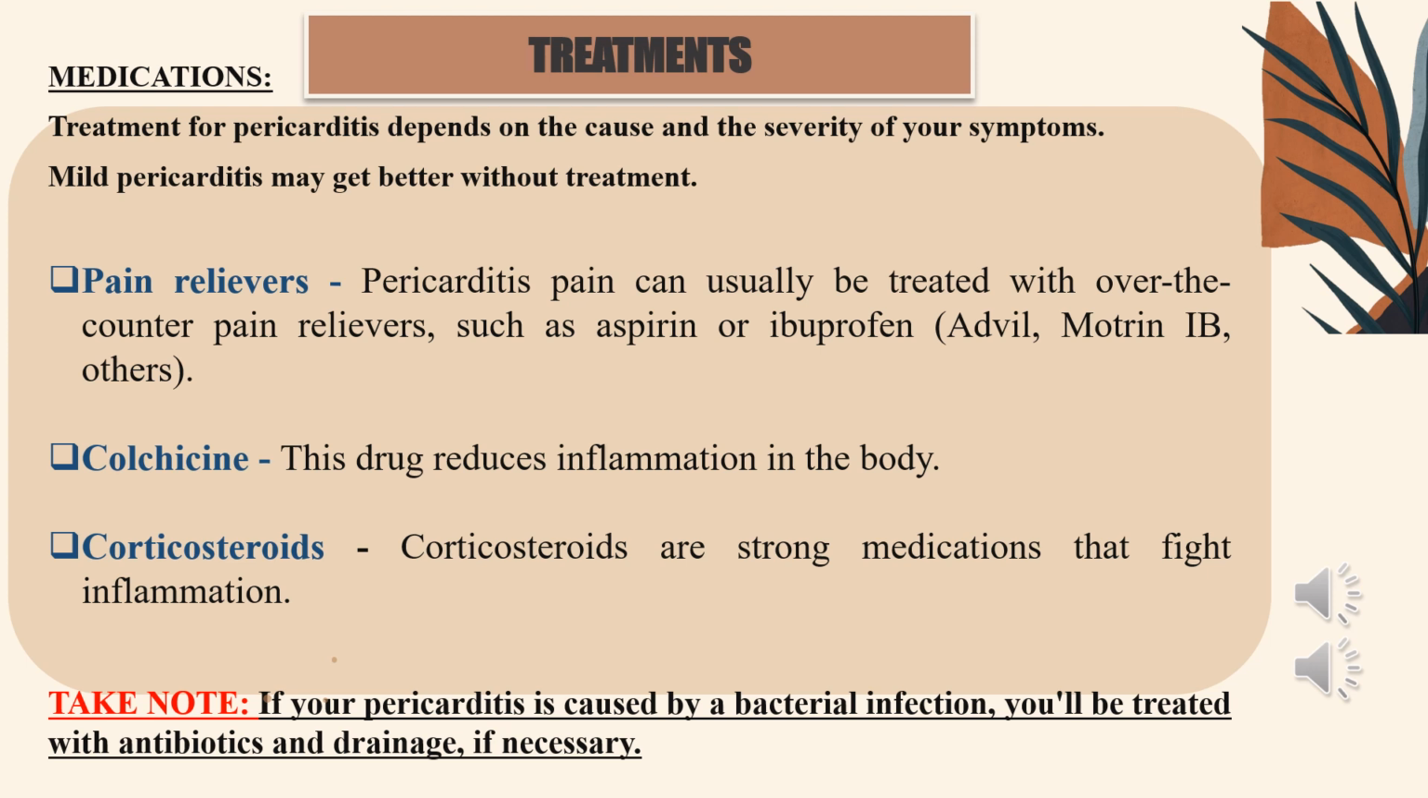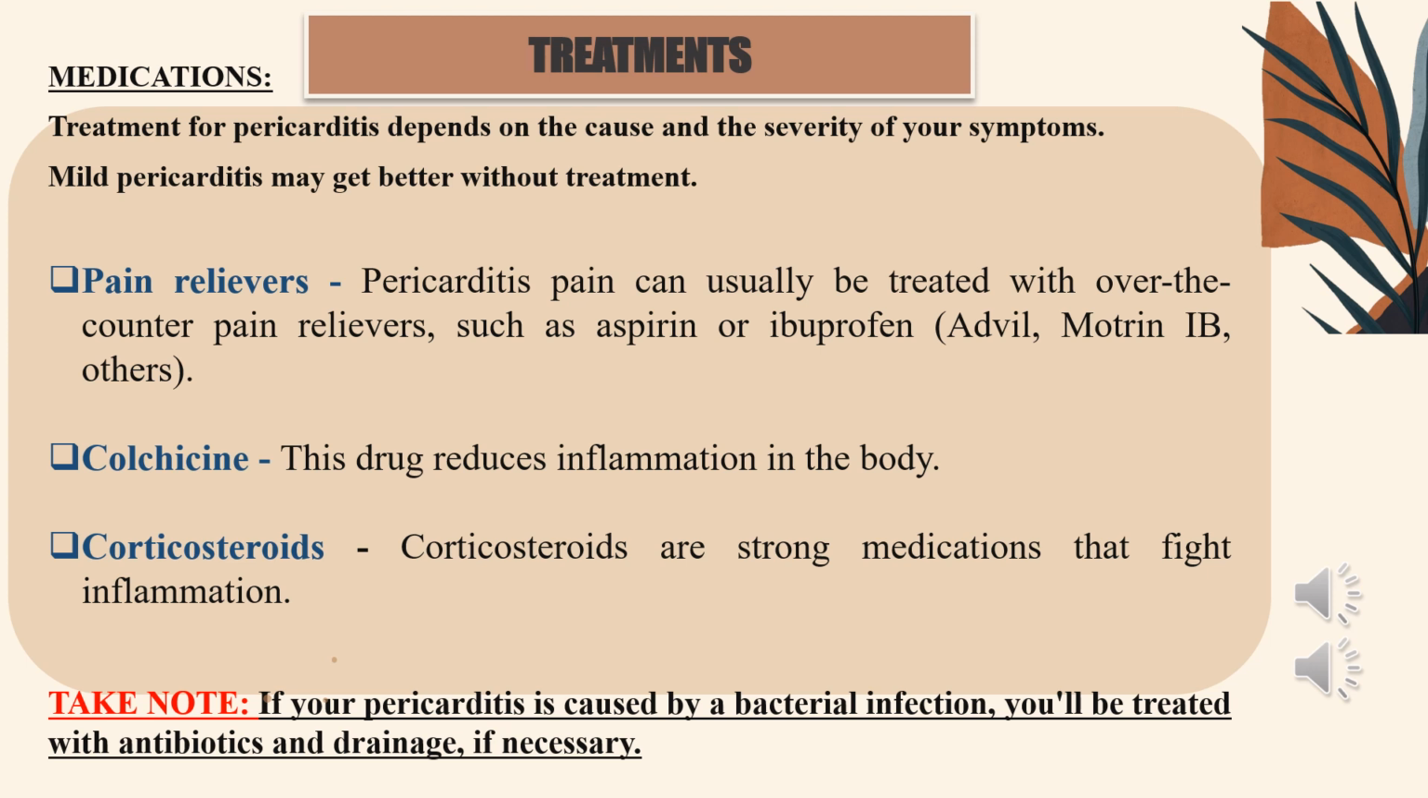Treatments. For medications, treatment for pericarditis depends on the cause and severity of your symptoms. Mild pericarditis may get better without treatment. First, we have pain relievers. Pericarditis pain can usually be treated with over-the-counter pain relievers, such as aspirin or ibuprofen, like Advil, Motrin IB, and others. Prescription strength pain relievers also may be used.